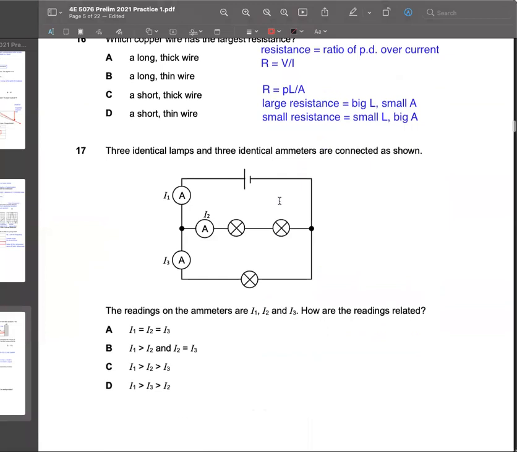Three identical ammeters. Current comes in. This current that I draw, what is the special name we give this current? Conventional current. Now what happens if it comes from the other side? Electron flow. Then we call this electron flow.